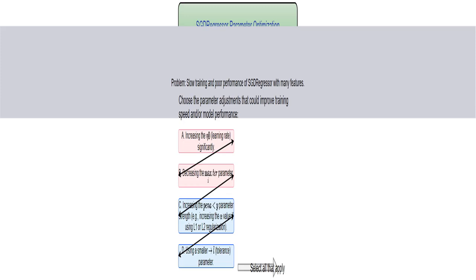Tol defines how small the change in the loss function needs to be before the algorithm stops. A smaller tol means it'll keep iterating until it finds a more precise solution, which increases accuracy but could slow down training. It's like wanting to measure something with extremely high precision, which takes more time.